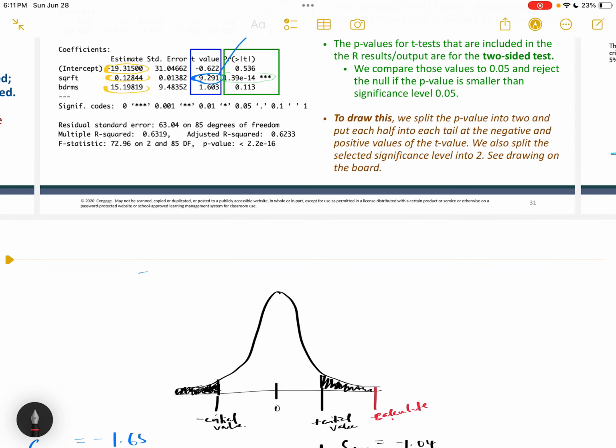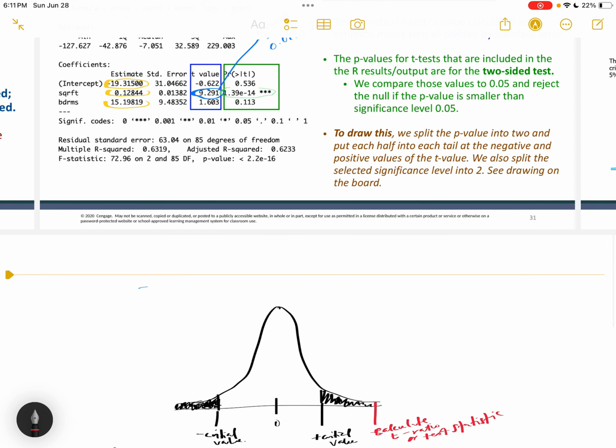So this is your calculated t ratio or test statistic. Right, it sort of sits here so that the area to the right of it is really small. So the area I have tried to shade in red, you can see it's tiny.